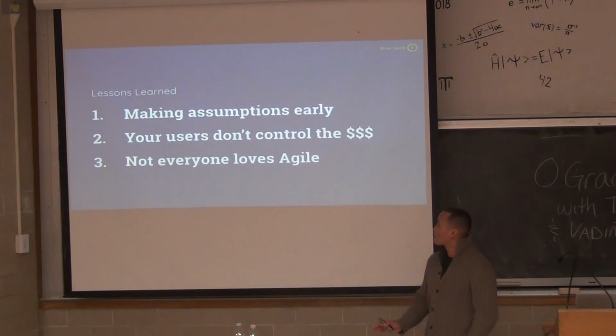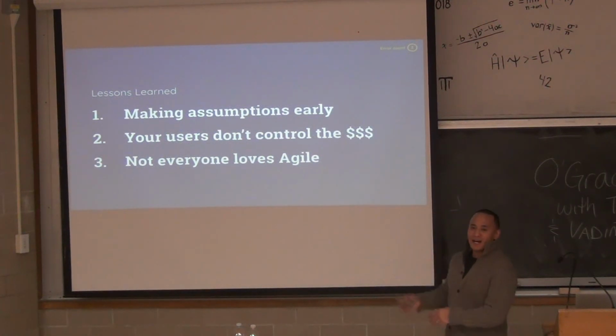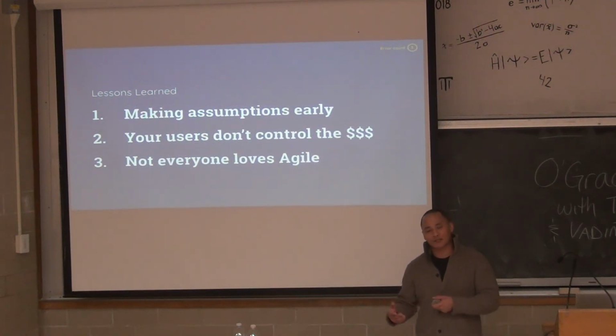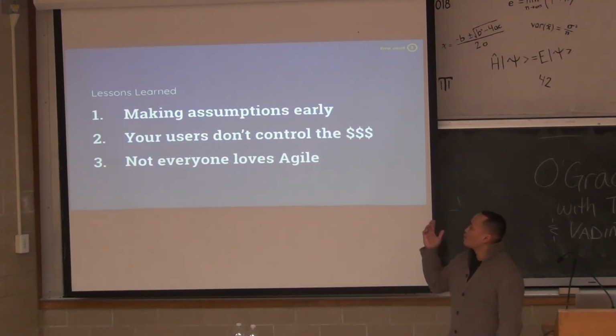So, lessons learned. Number one, making assumptions early. Make sure we do that research up front instead of making our own assumptions. Number two, your users don't control the money. Again, we didn't know who our product owner was. We went into that meeting, got shot down. Let's make sure we identify who our product owner is and make sure he's involved, or they are involved, every step of the way. And number three, not everybody loves Agile. Again, it's not about Agile, but it's working with your client on a process that works and that you and your client can come together on, and make sure you're working as one team.